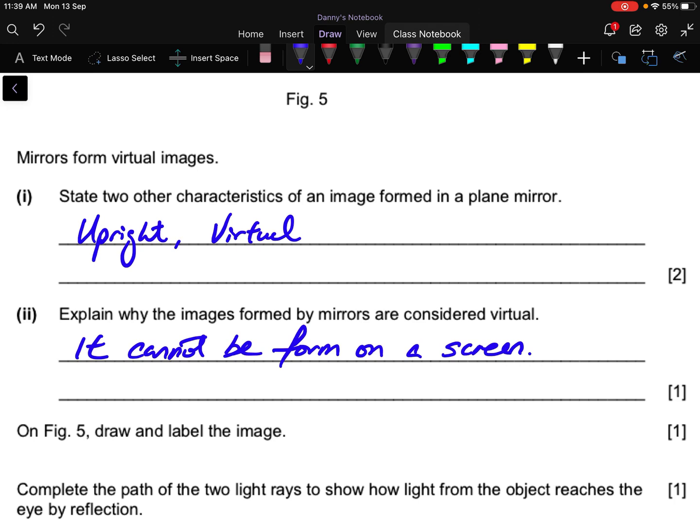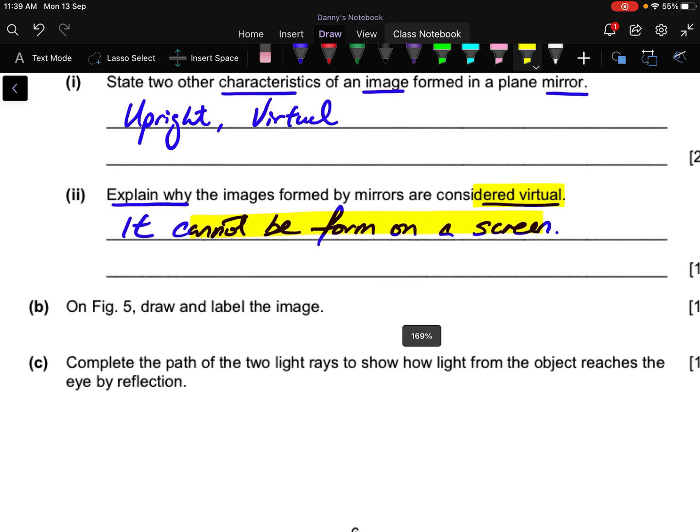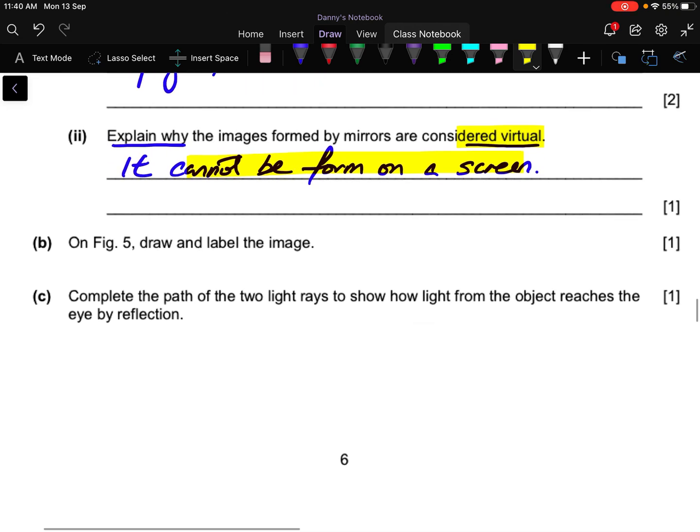For part A, basically it is content knowledge again. Either you know it or you don't know it. So please go and learn the image characteristics formed by a mirror. It is in your textbook, summarized in a very neat table. Now, to explain why images are considered virtual, we just need to remember that virtual images are images that cannot be formed on a screen. It's just a technical term for something that is very simple. If you still cannot buy into this concept, do text us, and we will have a one-on-one consultation with you.